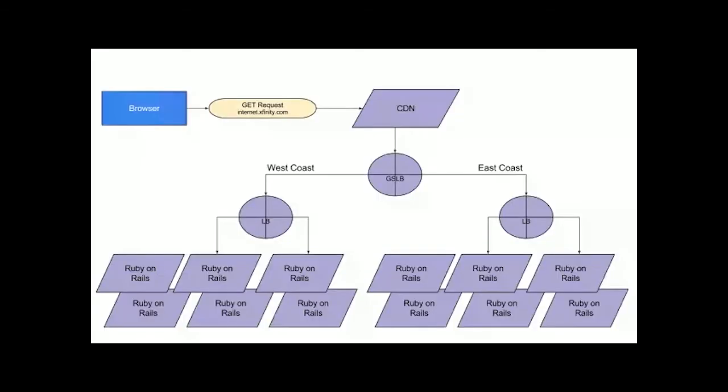Sorry, I know this is a flow chart, but before, what would happen is the browser would make a request to internet.xfinity.com, which would hit our CDN. We have a GSLB for disaster, so we have servers on the West Coast and servers on the East Coast, which then hit a whole bunch of Ruby on Rails servers serving our application.